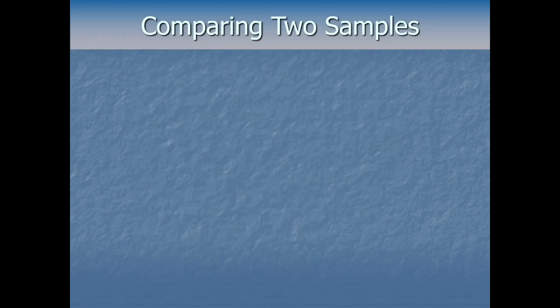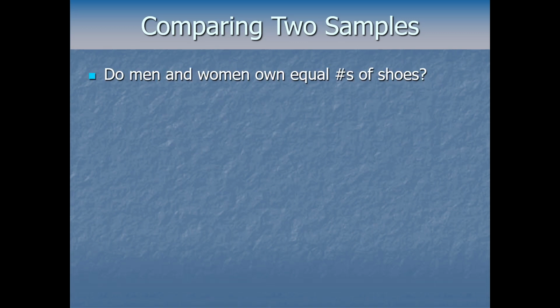Now let's start off by thinking about different types of research questions where we might want to compare like two sets of data. For example, do men and women own equal numbers of shoes? Here we're comparing some pre-existing distinct groups, but it's basically just measuring a couple variables. We might find a correlation between gender and shoe ownership, but a correlation is all that it is.